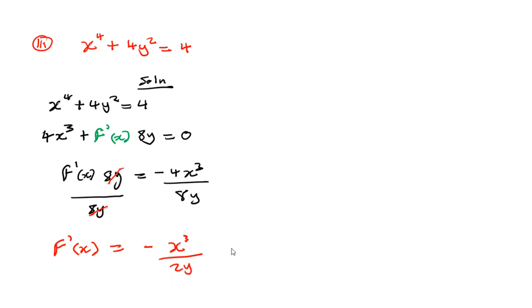Or you can write it as dy/dx. You can write it in that way. dy/dx is simply equal to negative x cubed over 2y, just like that. So guys, this is the final answer for our third question.